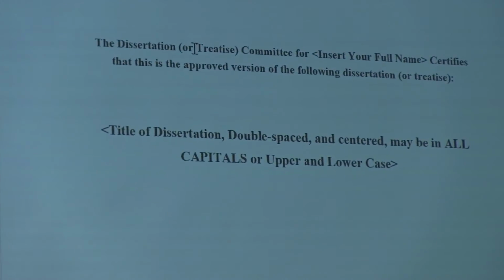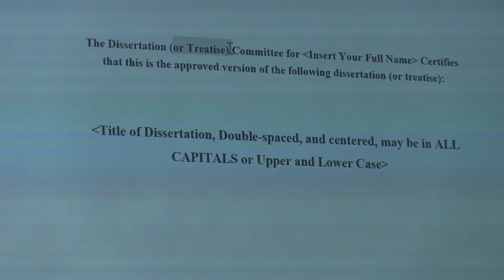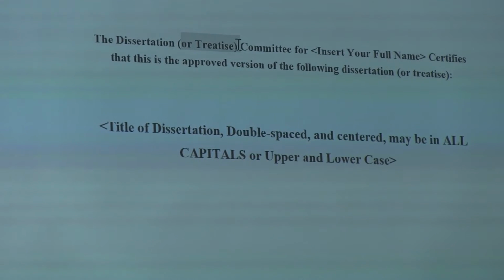Let's see. So this is the dissertation signature page. It's in the thesis templates, a page just like this, or almost exactly like it. Up at the top, if you're getting a doctorate degree, you might be getting a dissertation or you might be getting a treatise. Just delete the one that you're not doing. If you're doing a dissertation, delete the "or treatise." There are two places for that up here. If this was the master's template, it would say the treatise or report committee. Again, just delete the one that you're not doing.